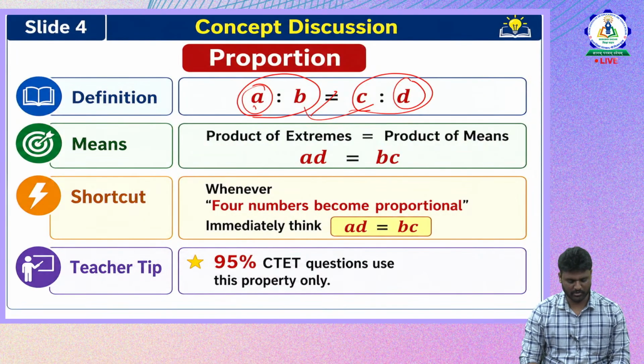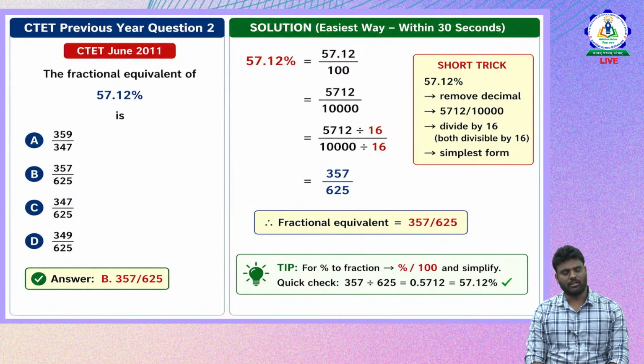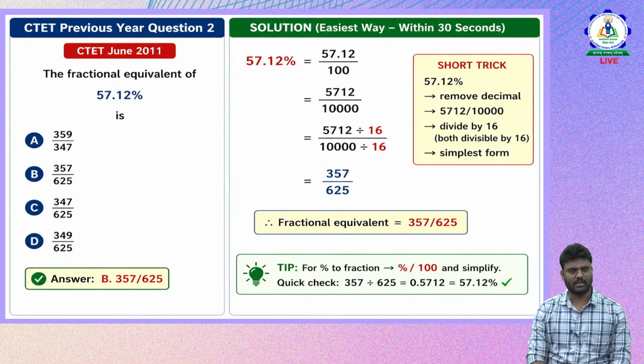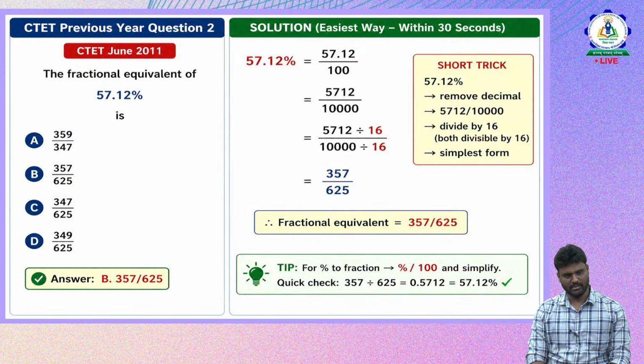This is a concept which we had discussed previously, and now coming to the next one, the question is like this: the fractional equivalent of 57.12% is, and the given options are: option A is 359 by 347, option B is 357 by 625, option C is 347 by 625, option D is 349 by 625.